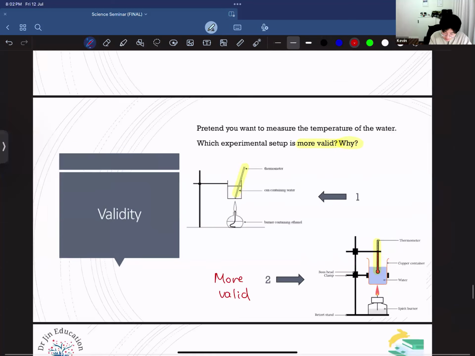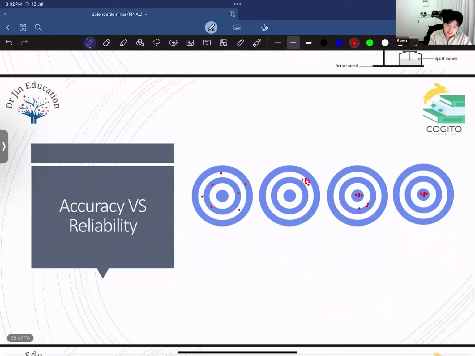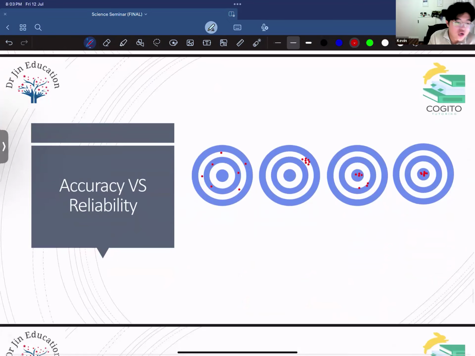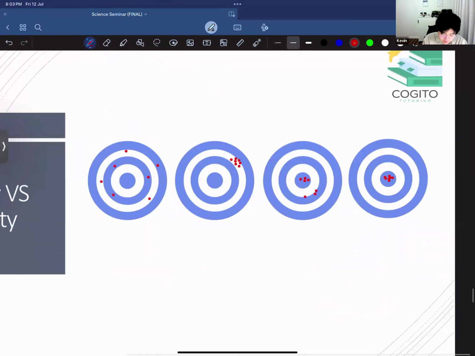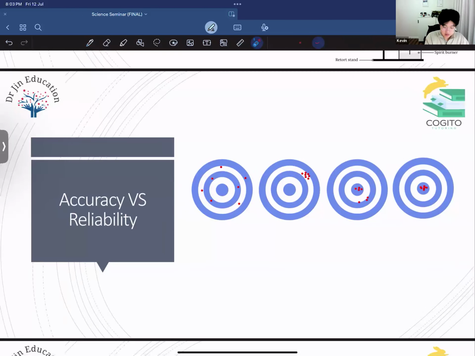Okay? Now, let's talk about accuracy versus reliability. People get it confused, and I don't blame you. It is quite confusing. But look, I have 4 targets over here. Okay, so obviously when you're shooting, in archery or whatnot, you want to hit the bullseye. You want to hit the middle. Okay, if you hit the middle, you are accurate.